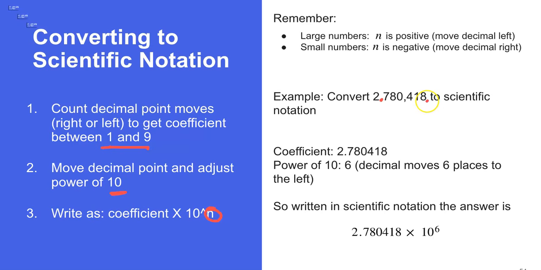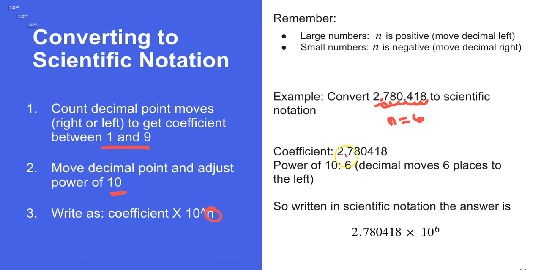So that's very important. So let's see how many times we moved. 1, 2, 3, 4, 5, 6. So my n equals 6. That's how many times I moved the decimal. Now, which way did I move it? We moved it left to make the very large number smaller. And we know our n is going to be positive because our number was a very large number.